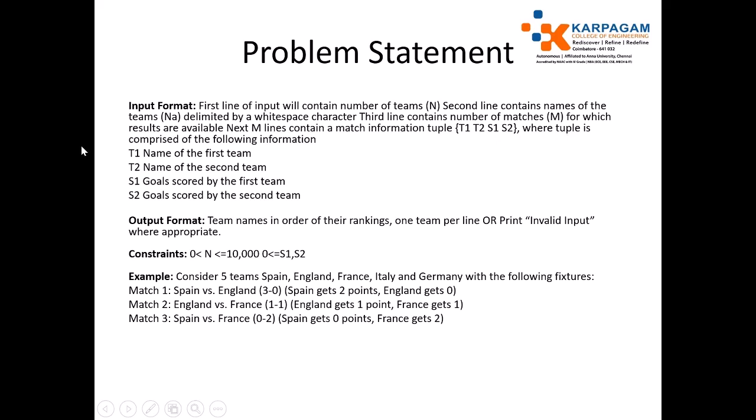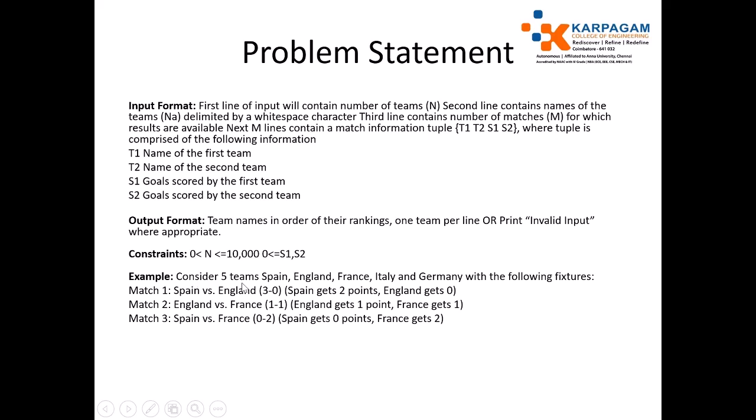The tuple comprises the following information. T1 is the name of the first team, T2 is the name of the second team, S1 is the goals scored by the first team, S2 is the goals scored by the second team. Output format: team names in the order of their rankings, one team per line, or print invalid input where appropriate. Okay. Constraints are N ranging from 1 to 10,000, as well as S1 and S2.